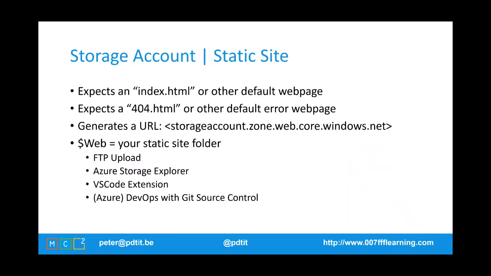So what we're gonna do is create a new storage account where we need to define index.html. We need to define some error page, and that's gonna create a URL on the fly. Inside the storage account itself, it's gonna create a web static folder called $web. And from there, we're gonna upload our file content using the good old FTP, using Storage Explorer. If you already know, then the demo is gonna be a bit boring, but I'm gonna show you, or back to our Visual Studio Code integration.